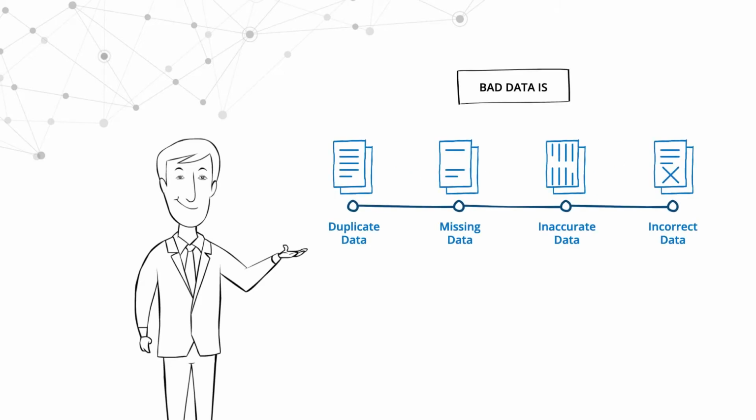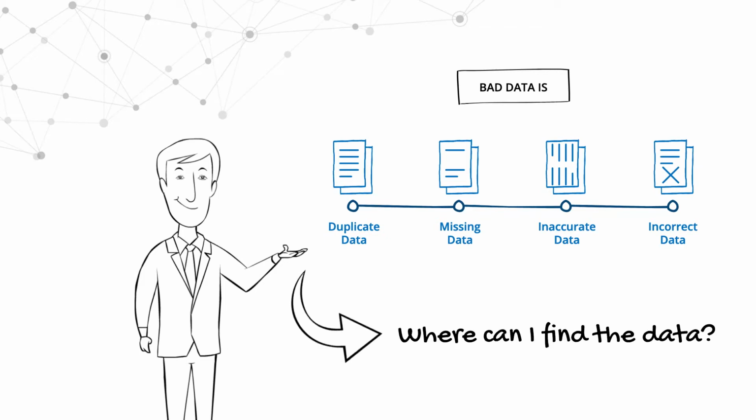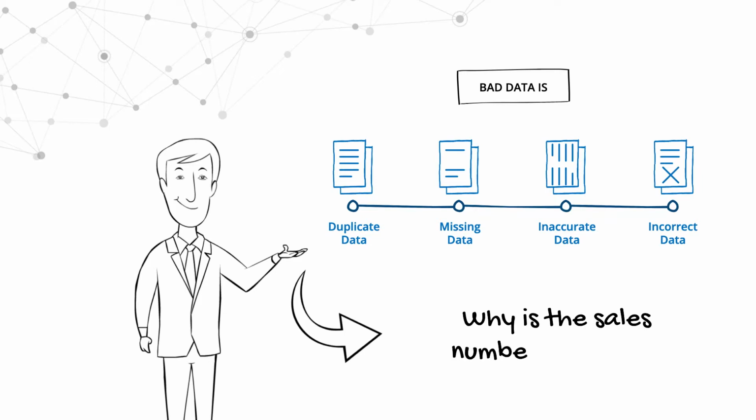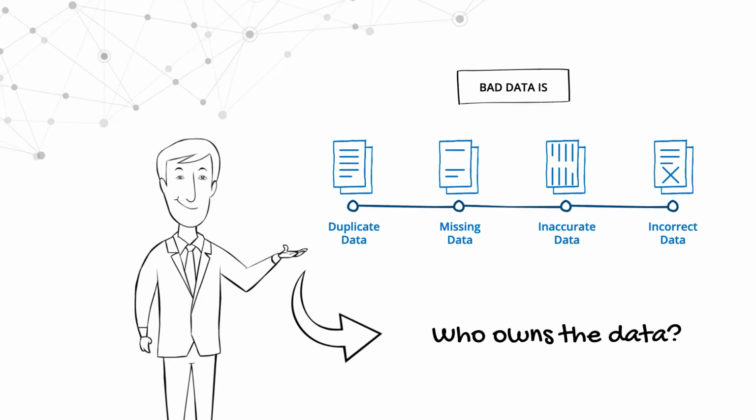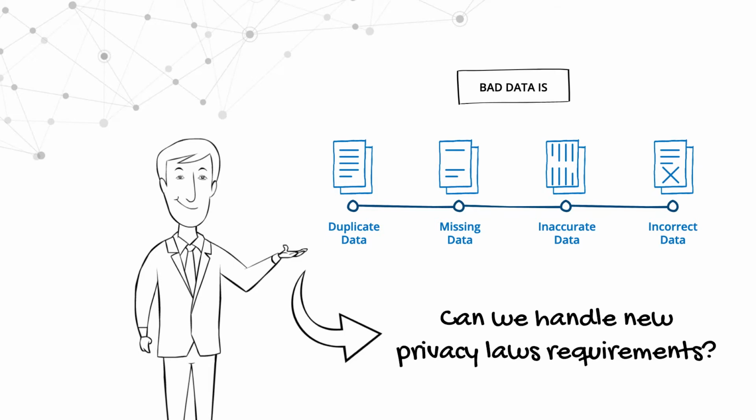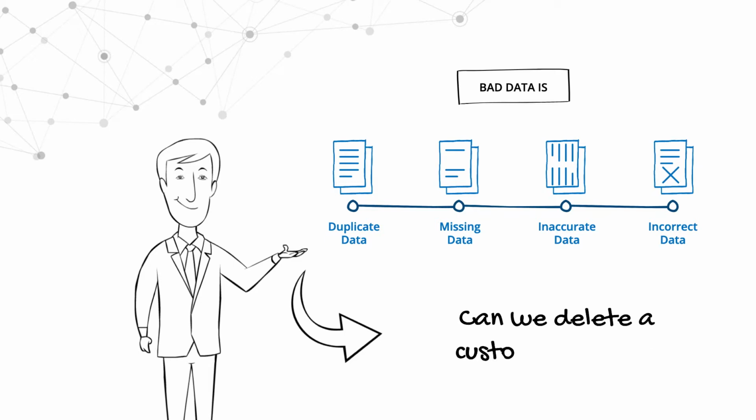Do any of these questions sound familiar to you? Where can I find the data I need for my presentation? Why is the sales number in my report different to the one we discussed in our weekly meeting? Who owns data within our organization? Can we handle requirements from new privacy laws? Can we provide or delete a customer's data if they request it? Implementing effective data governance policies and procedures can help us answer some of these questions and better manage data within our organization.